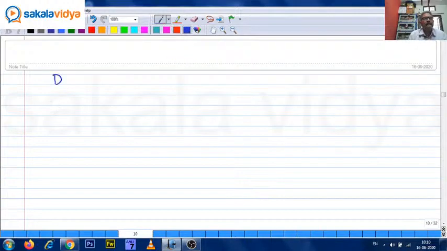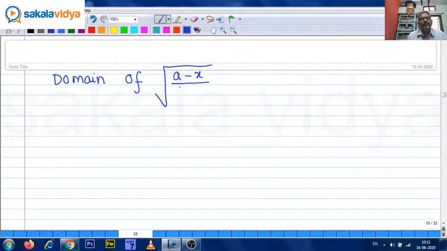Next, domain of root of a minus x upon b minus x, where a is less than b. Find its domain.